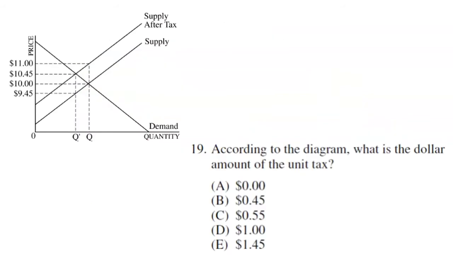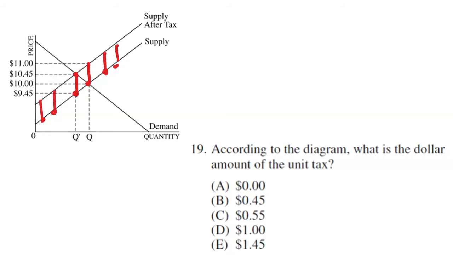All right, so for number 19, according to the diagram, what is the dollar amount of the unit tax? Here, what a lot of you are going to be tempted to do is go from the original equilibrium to $10 and just go up to this new equilibrium, $10.45, and say 45 cents. Well, that is incorrect. Remember, at every point along the original supply curve, it's just up. At every point where it's up, that tells us how much this excise tax is. So we could look at two places.